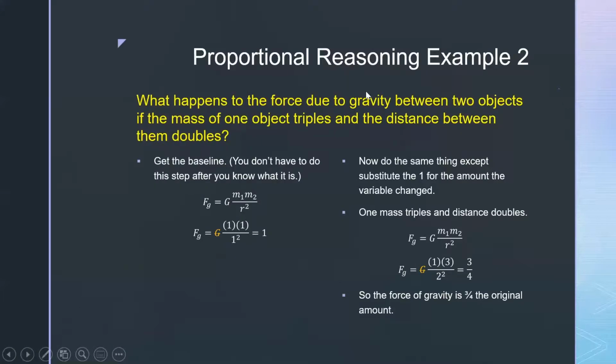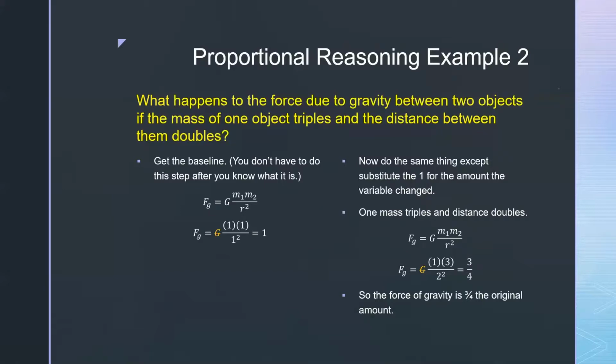Let's do this one. Let's say we triple the mass of one object and double the distance between them. Now again, I want to get my baseline. And this is something you don't really have to do after you get a feel for what that number should be. But then when we put it in our equation, again, we ignore the universal gravitational constant. One mass stayed unaffected, so it stayed 1. The other mass is tripled, and the distance between them is squared. But now since we doubled that distance, 2 squared is 4, so we end up getting 3/4. So those objects will experience 3/4 the gravitational effect that they normally did earlier.